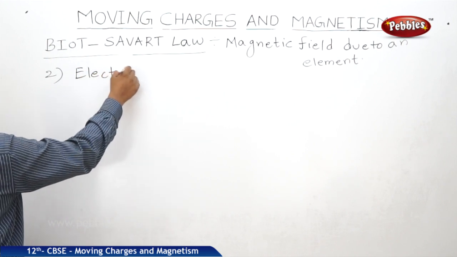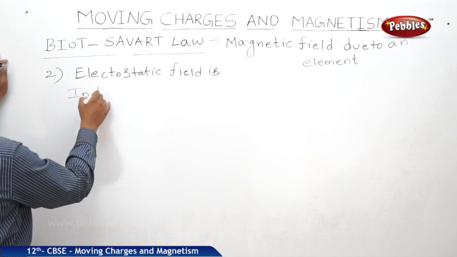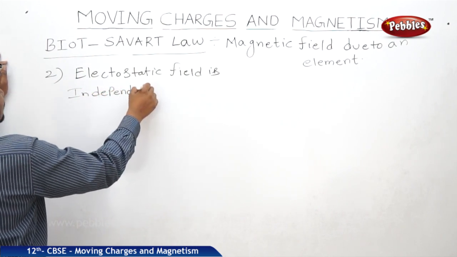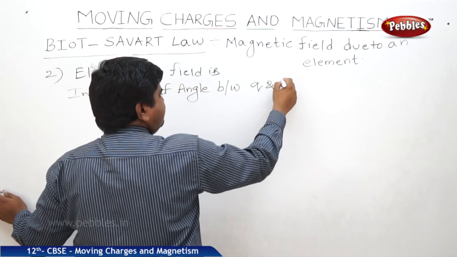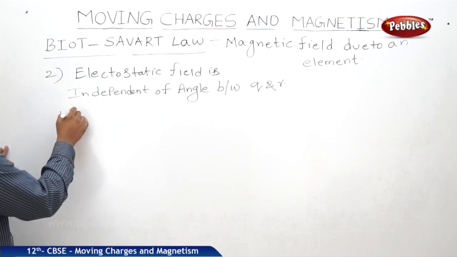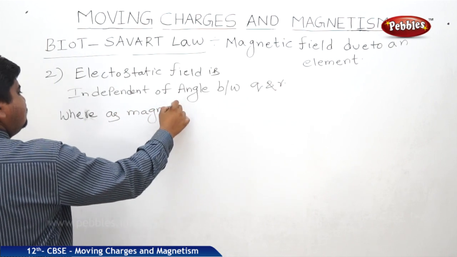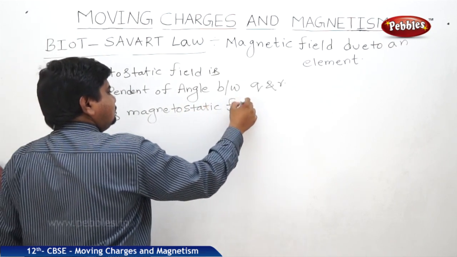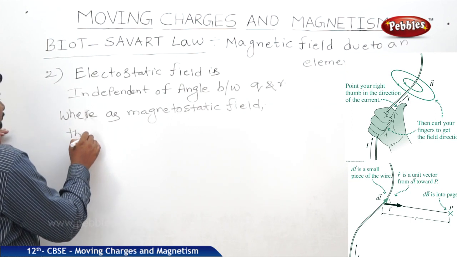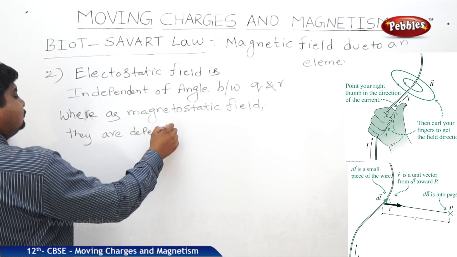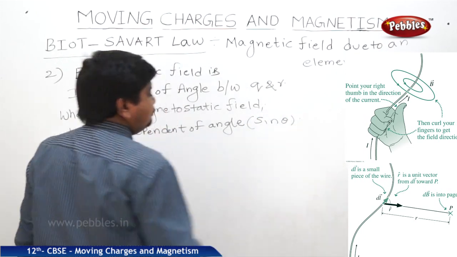Electrostatic field is independent of angle between Q and R. But here, whereas magnetostatic field, they are dependent on angle, sine theta. That is one more.